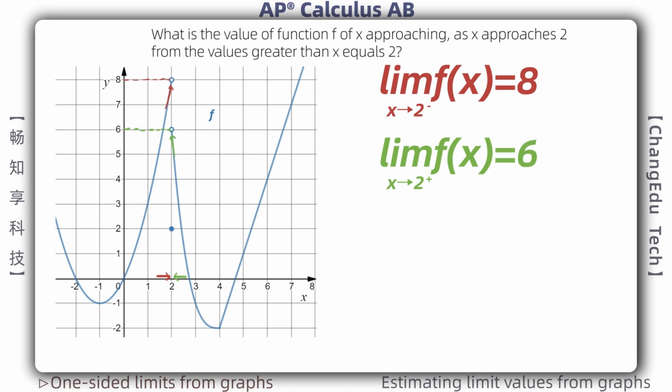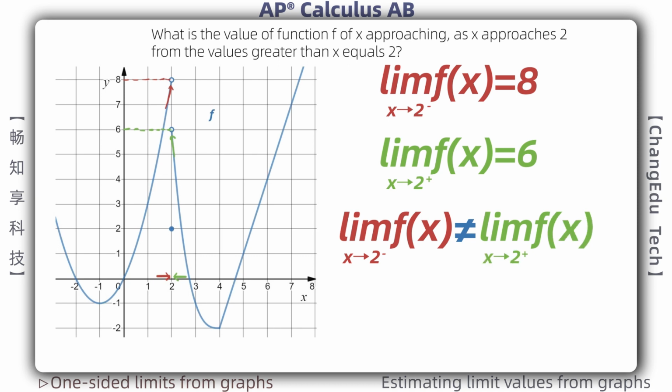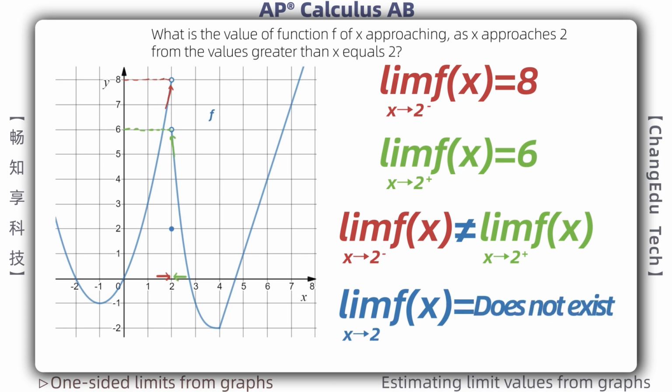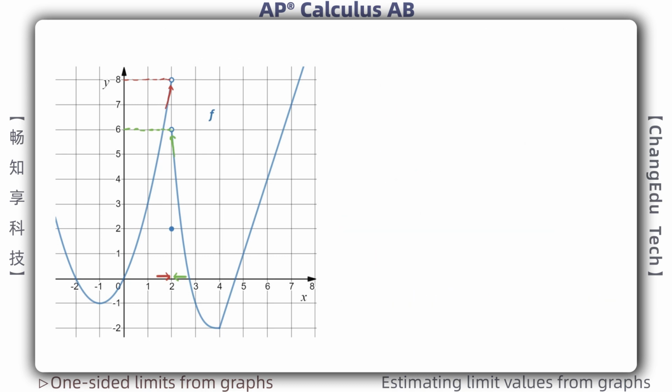The condition for the limit at x equals 2 to exist is that both of these one-sided limits are the same thing. In this situation, they are different. The limit of f of x as x approaches 2 from the negative direction does not equal the limit of f of x as x approaches 2 from the positive direction. Hence, the limit of f of x as x approaches 2 does not exist. Since we get this idea that in order for a limit to exist, the two one-sided limits must equal each other, let's solve another question.